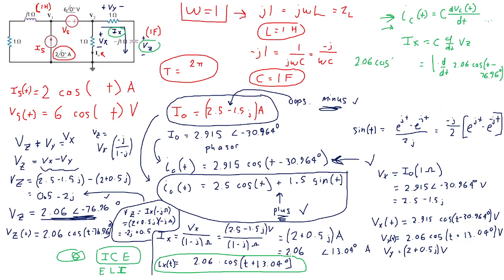Okay. The derivative of cosine is minus sine. So this should be equal to 2.06 negative sine of t minus 76.96 degrees.